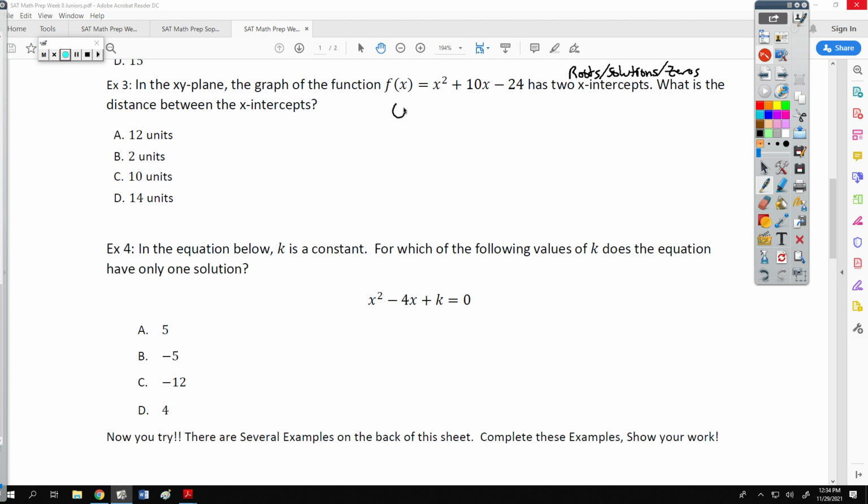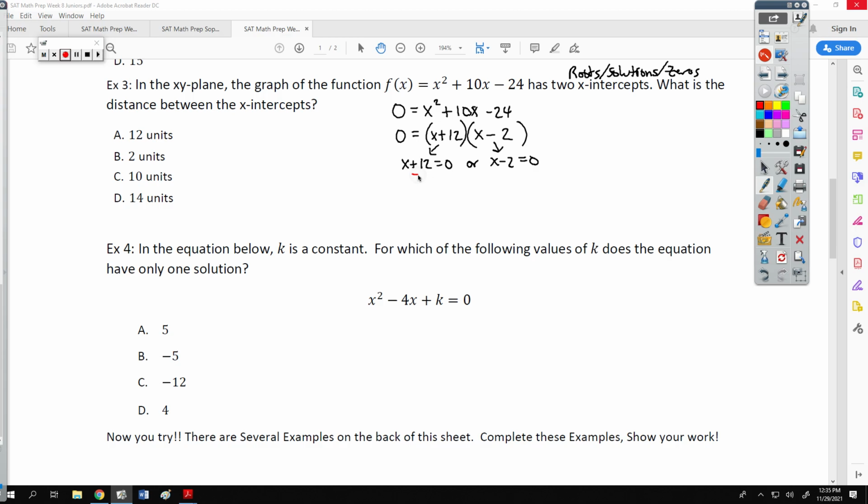So what we need to do is solve the equation 0 equals x squared plus 10x minus 24. We need to know when f of x, when that function crosses the x-axis, which would be when y, or f of x, is equal to 0. So again, we're going to factor that. We need two numbers that multiply to negative 24 and add to positive 10. That would be positive 12 and negative 2, which means we have two answers, x plus 12 equals 0, or x minus 2 equals 0, one or the other.